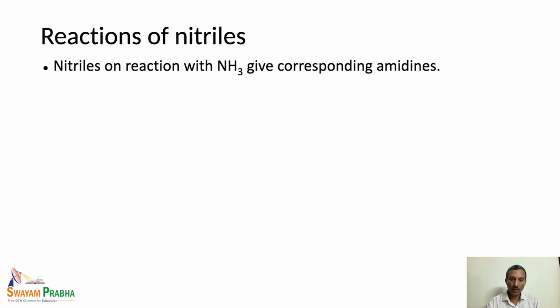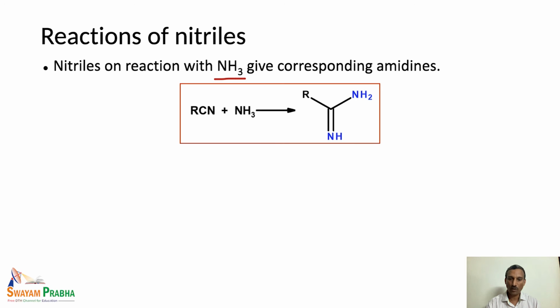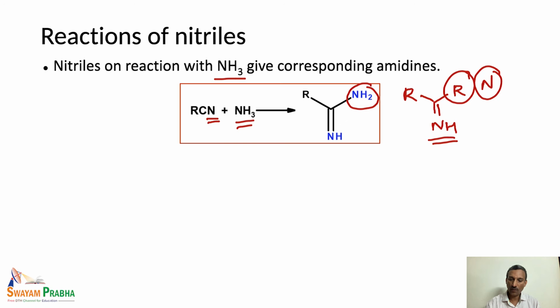If we treat nitrile with ammonia, that gives amidine as the product. So, the NH2 group is actually added to the substrate. So, R-C≡N, we have one nitrogen, and we are also adding another nitrogen from the ammonia unit. That is how we get this particular compound having a double bond. This is called the imine, and instead of R1, if this is a nitrogen derivative, then we call that an amidine.